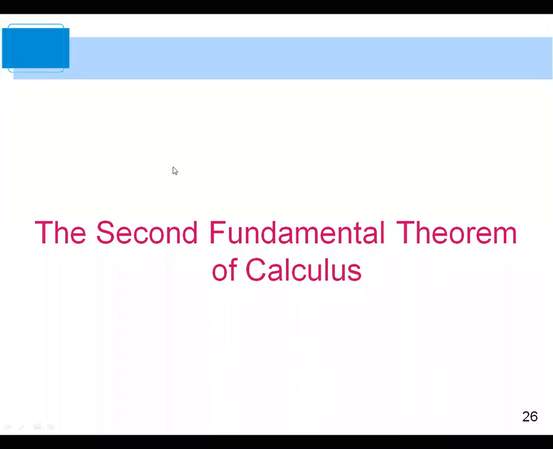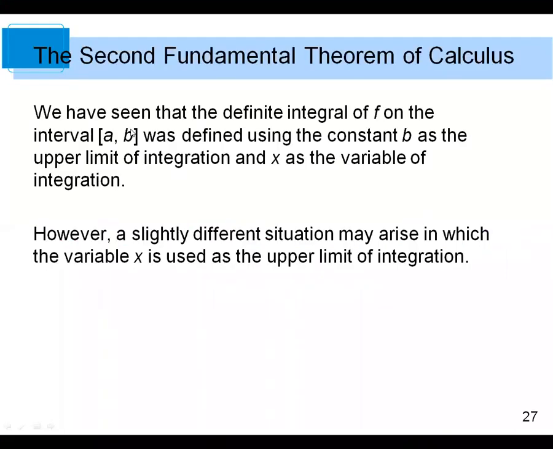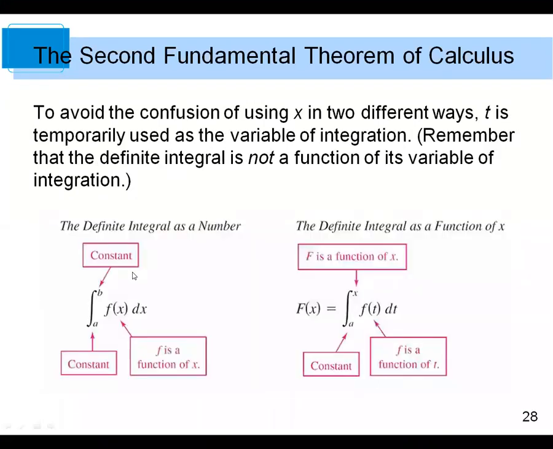All right, now the moment you've all been waiting for, the second fundamental theorem of calculus. So we've seen that the definite integral of f on the interval a to b was defined using the constant b as the upper limit of integration and x as the variable of integration. However, a slightly different situation may arise in which the variable x is used as the upper limit of integration. To avoid the confusion of using x in two different ways, t is temporarily used as the variable of integration.